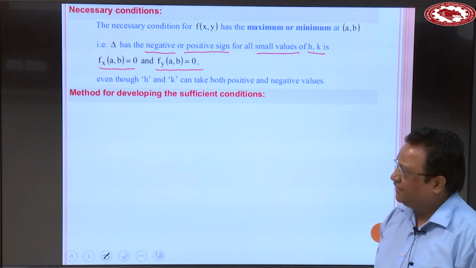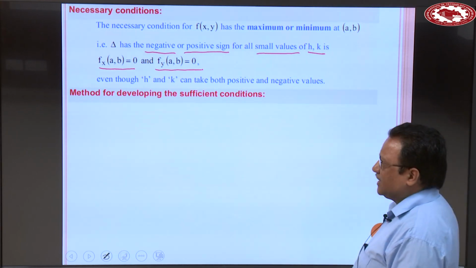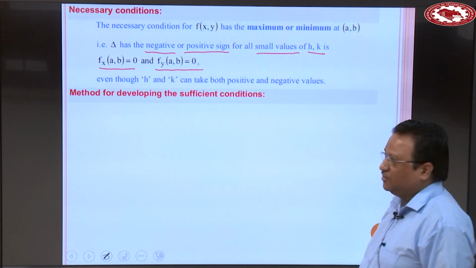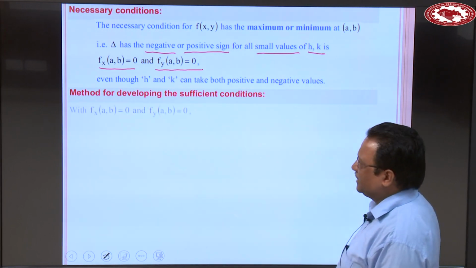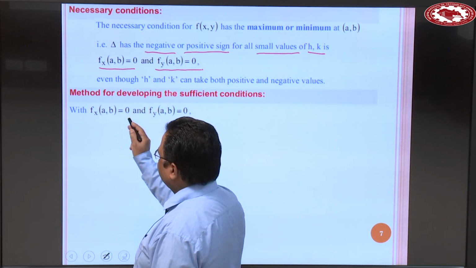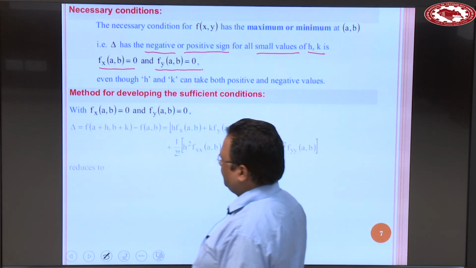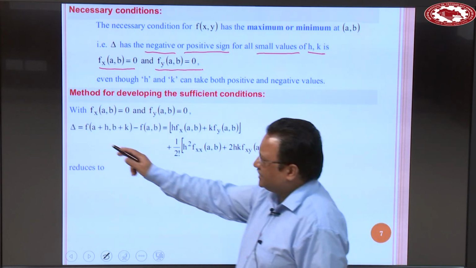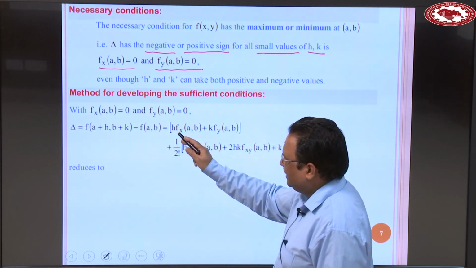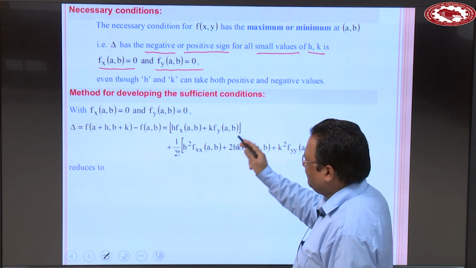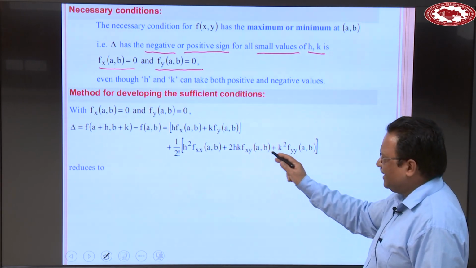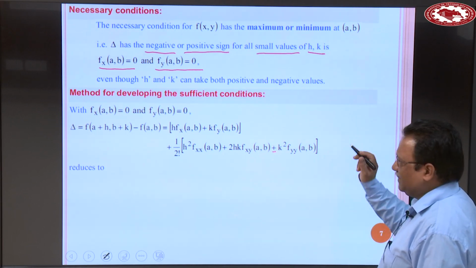Now, the next part is how we can develop the sufficient conditions. This one is the method for developing the sufficient conditions. The necessary conditions are f_x(a, b) equal to 0 and f_y(a, b) equal to 0, and we know Δ is equal to f(a+h, b+k) minus f(a, b), which is equal to h f_x(a, b) plus k f_y(a, b) plus 1 over 2 factorial [h² f_xx(a, b) plus 2hk f_xy(a, b) plus k² f_yy(a, b)].